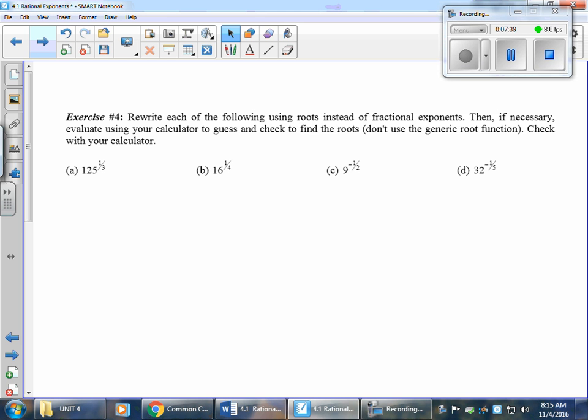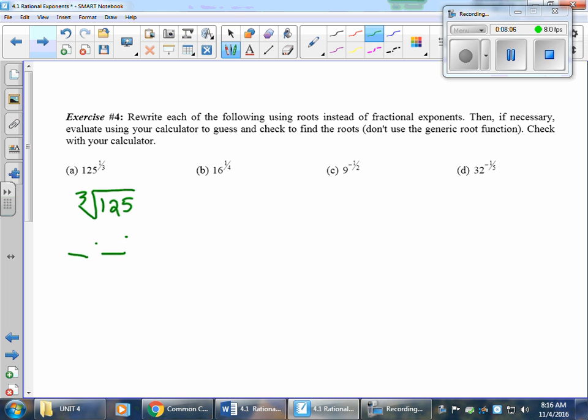Exercise 4. Rewrite each of the following using roots instead of fractional exponents. Then, if necessary, evaluate using your calculator to guess and check to find the roots. Don't use the generic root function. Check it with your calculator. So we're going to rewrite it first. When we have 1/3, we're going to remind ourselves that means it's the third root of 125. And what that means is a number times a number times a number has to equal 125. With a number like 125, you might think it's 25 right away, but that's not going to work. It's actually 5 times 5 is 25, times 5 more is 125, so this is equal to 5.